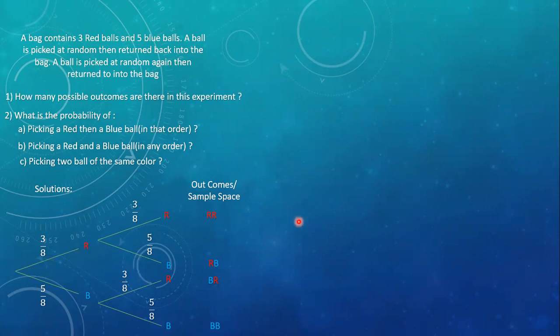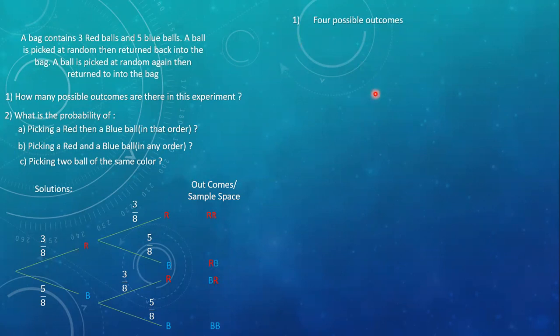So the total number of outcomes of this experiment, according to the tree diagram, is red, red, red, blue, blue, red, and then blue, blue. So we have 4 possible outcomes that can come up from this experiment.